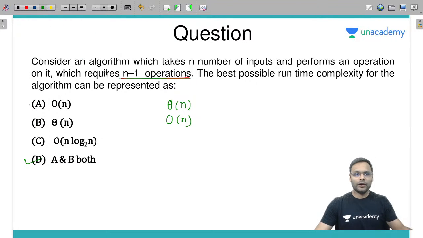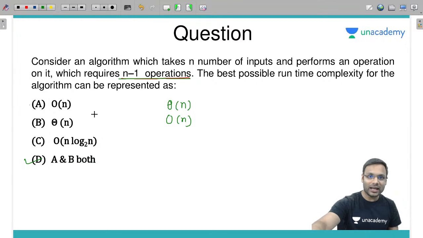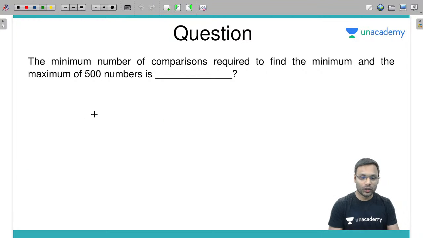चलिए, फाइन. ओके, नेक्स्ट वन, अनदर क्वेश्चन, क्वेश्चन नंबर 2. Here it is. You should also give me the answer. The minimum number of comparisons required to find the minimum and the maximum of 500 numbers is.